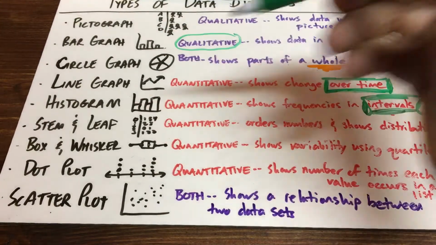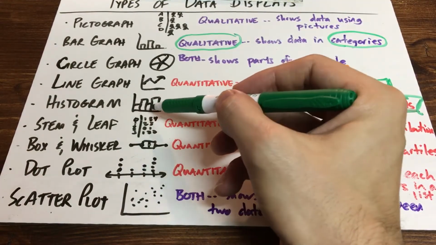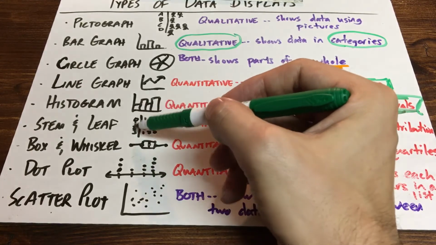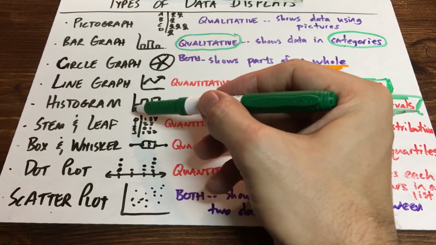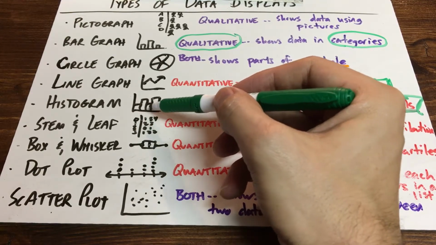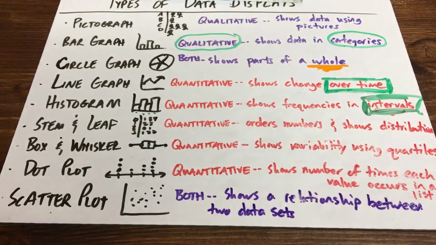The reason the bars touch on a histogram is because your data are not categories. This is not like your favorite artist or your favorite brands or your favorite types of drinks. These are going to be intervals, right? Like 0 to 5, 6 to 10, 10 to 15, 15 to 20. These are going to have intervals of numbers along the bottom. They're not going to just be categories, and that's the big difference.